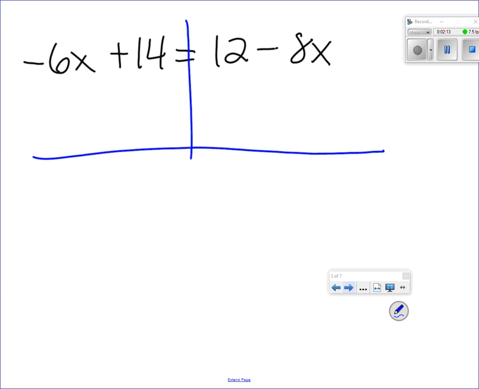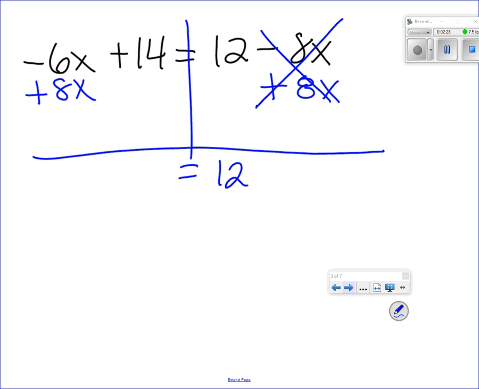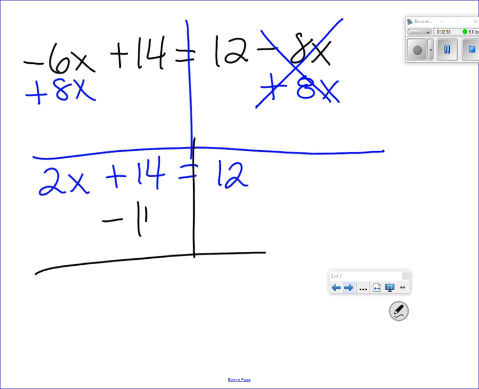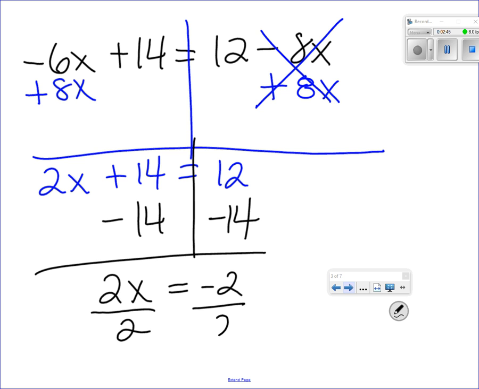Right, I can move either negative 6x or negative 8x. I'm going to move minus 8x because then I end up with a positive x. So plus 8x, this becomes 0. Bring down the 12. Negative 6 plus 8 gives me 2x plus 14. Right, once again, this is something that we've done before. So I'm going to subtract 14 on both sides. And I'm going to get 2x equals negative 2. Divide by 2, and I get x equals negative 1.